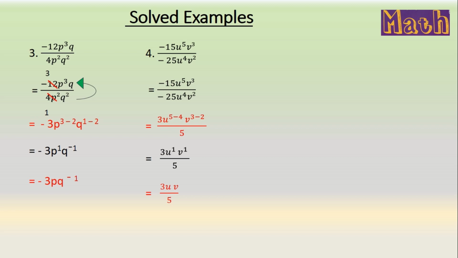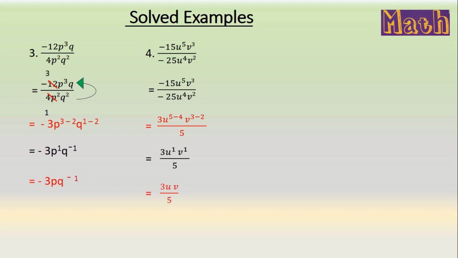Then I apply the division rule. What number can divide 15 and 25 exactly without any remainder? So I'll look for a digit that can divide 15 and 25. That digit will be 5. 5 divides 25 5 times and divides 15 3 times. Then u to the power 5 and u to the power 4.